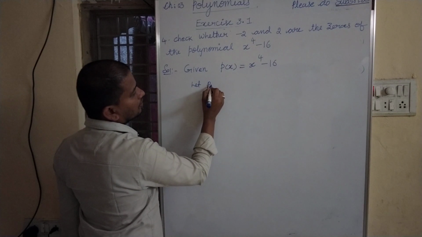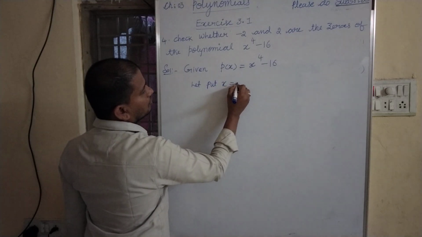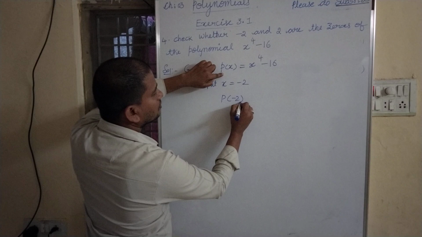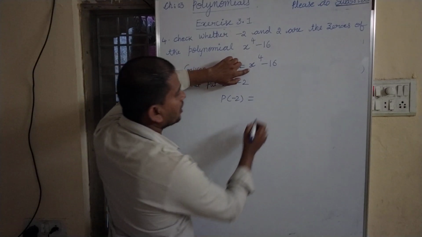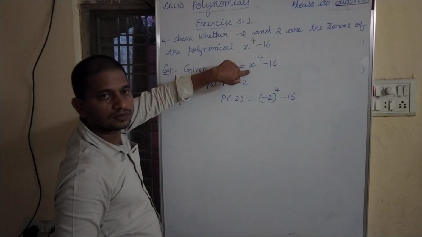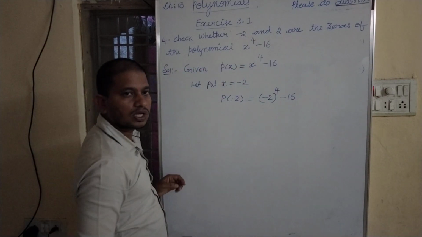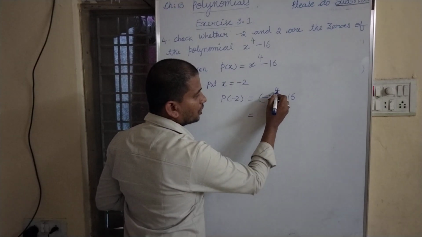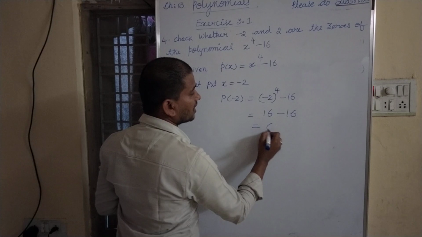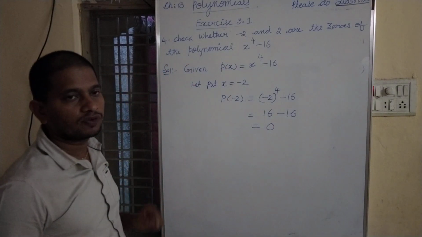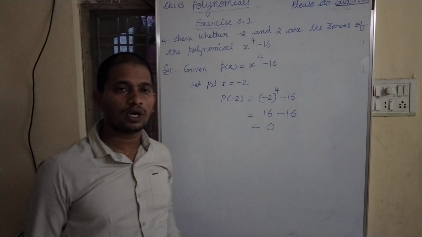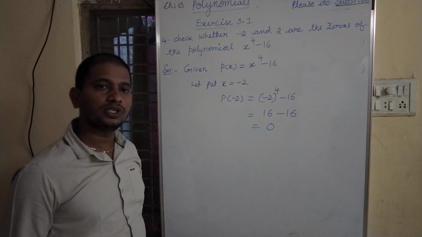Let us put x equal to minus 2. P of minus 2, I mean minus 2 to the power 4 minus 16. If the power is even, obviously the answer is positive. 2 to the power 4, that is 16, minus 16, 0. If we get the answer 0, we can say that it is a zero of the polynomial. I mean minus 2 is a zero of the polynomial.